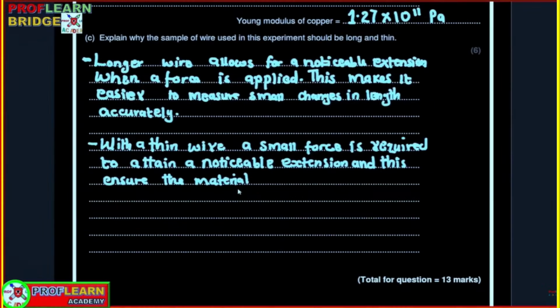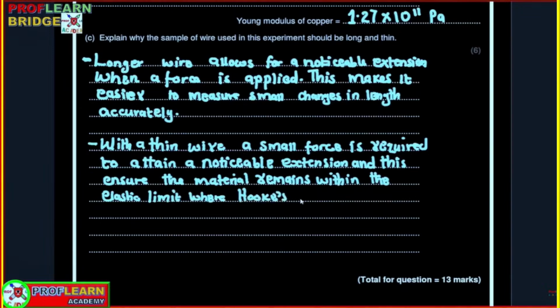Longer wires: a longer wire allows for a noticeable extension when a force is applied. This makes it easier to measure small changes in length accurately. Thin wire: with a thin wire, a small force is required to attain a noticeable extension, and this ensures the material remains within the elastic limit. Because if you add a large force, the material may go beyond the elastic limit. So we need to be adding small masses.